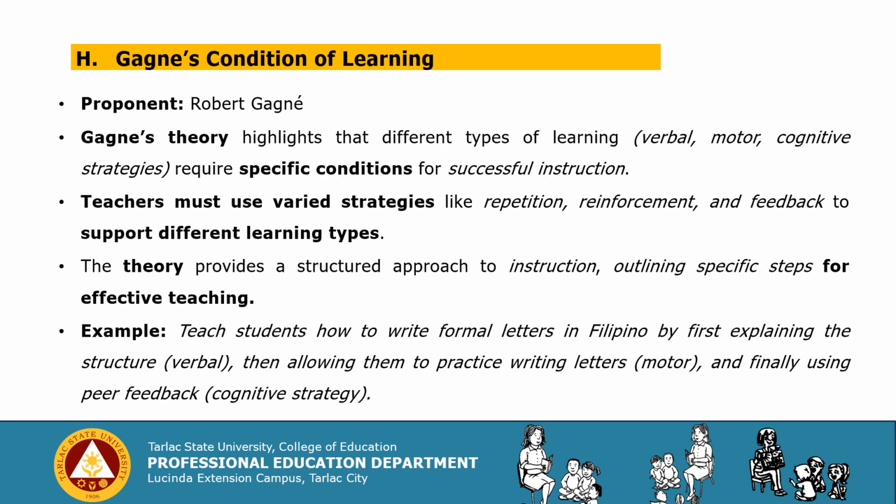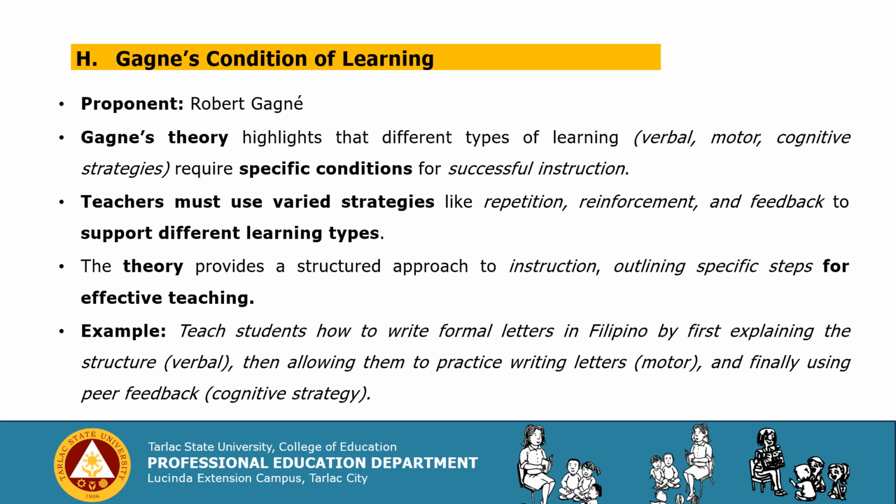Letter H. Robert Gagne proposed that different types of learning, such as verbal, motor, or cognitive strategies, require specific conditions for success. This is for Gagne's conditions of learning. For example, learning to speak in Filipino requires different instructional methods than learning how to write formally. Gagne's model suggests that each type of learning benefits from tailored strategies, like using repetition, practice, and feedback.